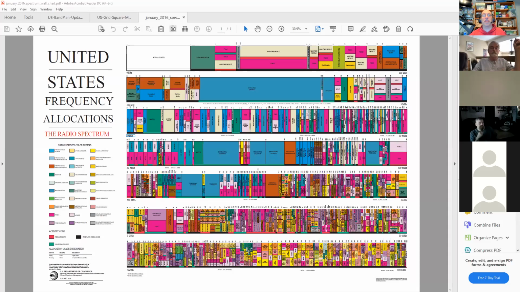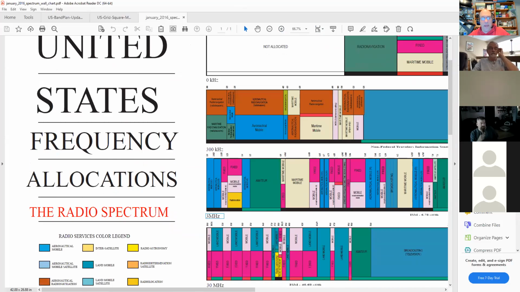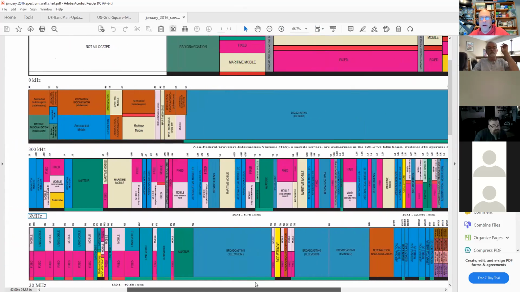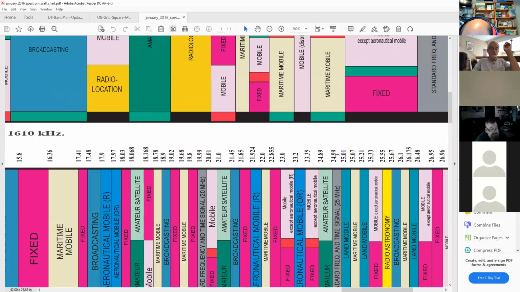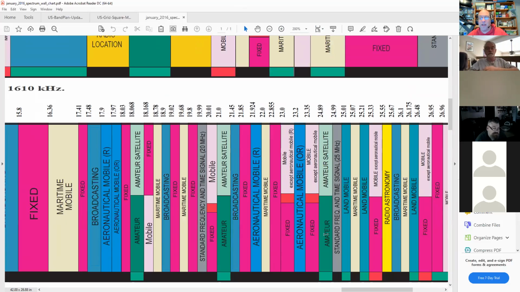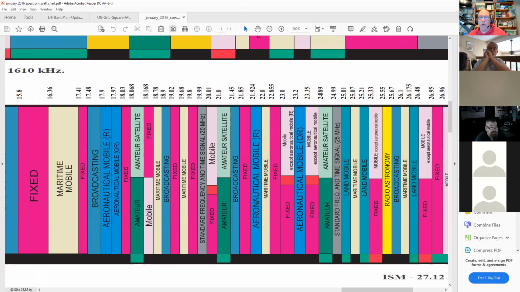You guys asked me to send you this and I did. So between, let's say, 3 and 30 megahertz, and there's 24.99. Okay, notice it says amateur and amateur satellite right here. It's this stripe between 24.89 and 24.99.